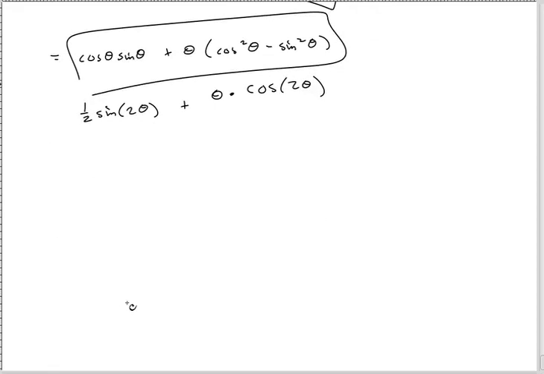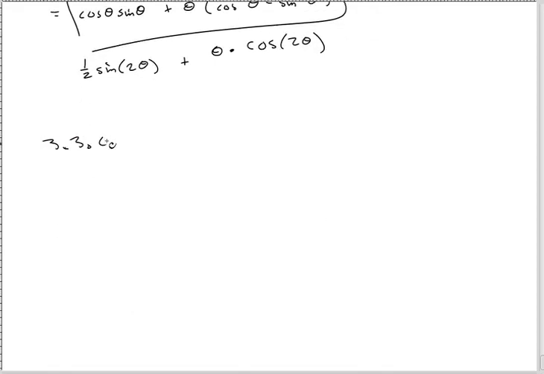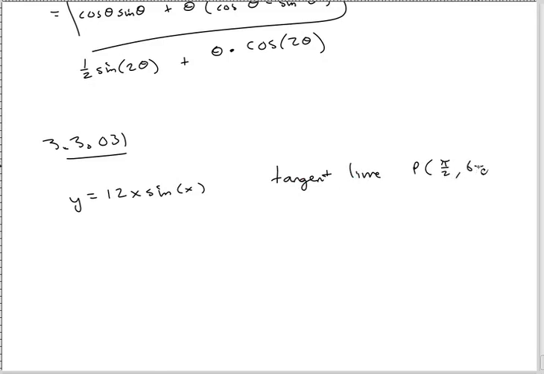3, 3, 0, 3, 1. So I've got y is equal to 12x times sine of x. At least it's x. It says find the equation of a tangent line. And whenever I see equation of a tangent line, I expect it to be three times as long as it could have been last time. I don't think that's the case here, but we'll see. Tangent line at this point. I know that it doesn't say line, but whatever.